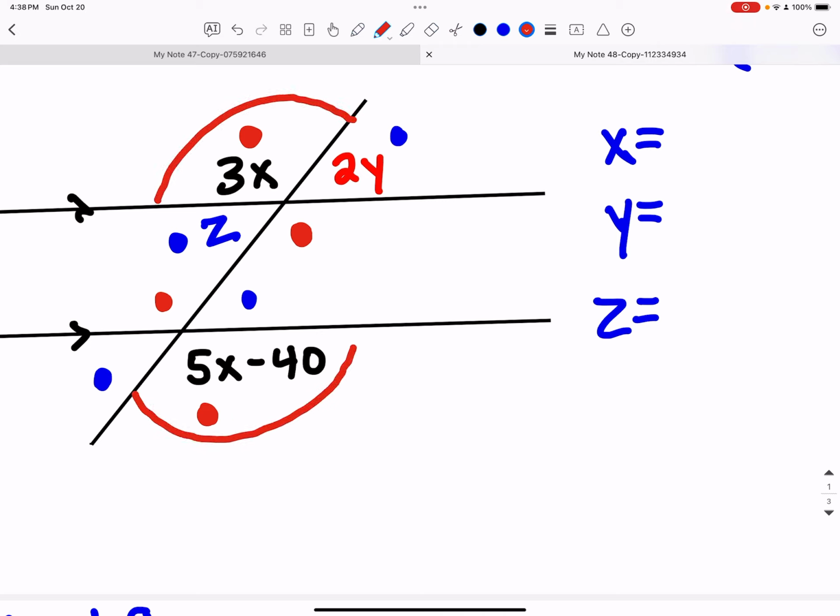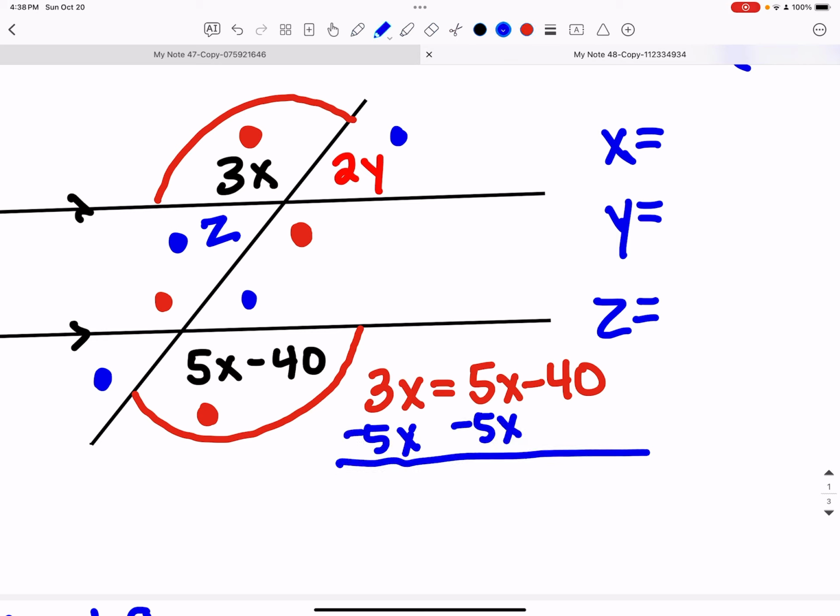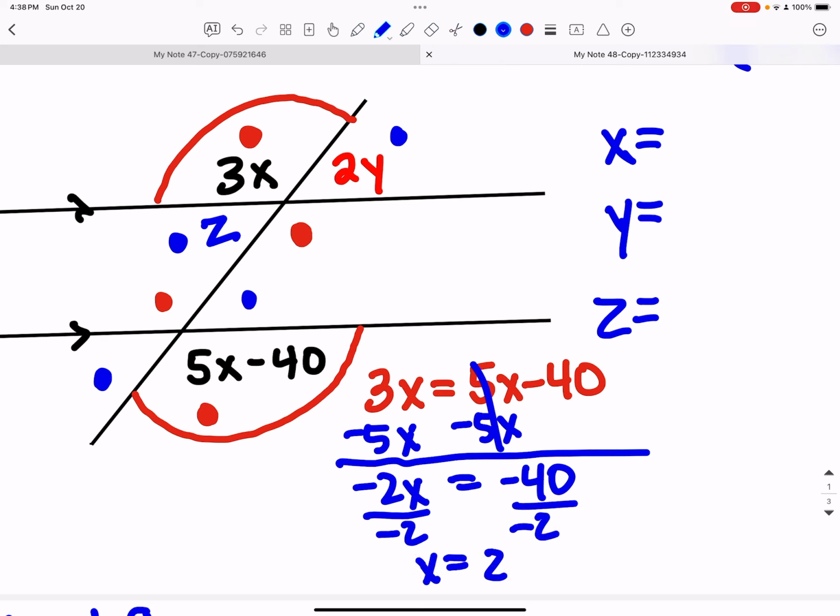If I know how these relate to each other, and I can only use 1 letter to do it, I can figure this out. So they're both red angles, which means these 2 angles are equal to each other. So the angle 3x is equal to the angle 5x minus 40. If I subtract 5x from this side, it turns out negative 2x equals negative 40. Divide by negative 2. It turns out x is just 20.